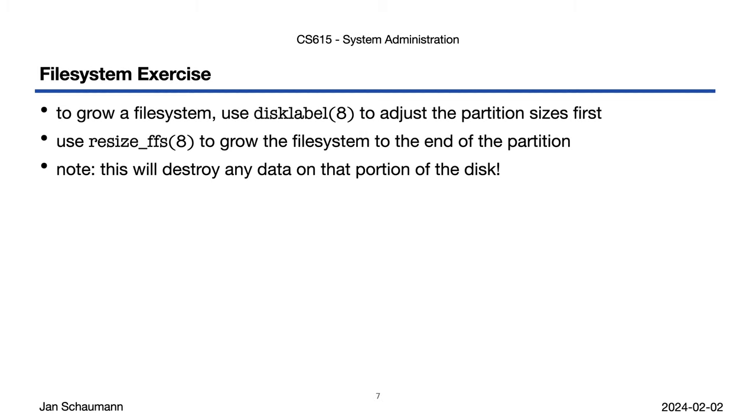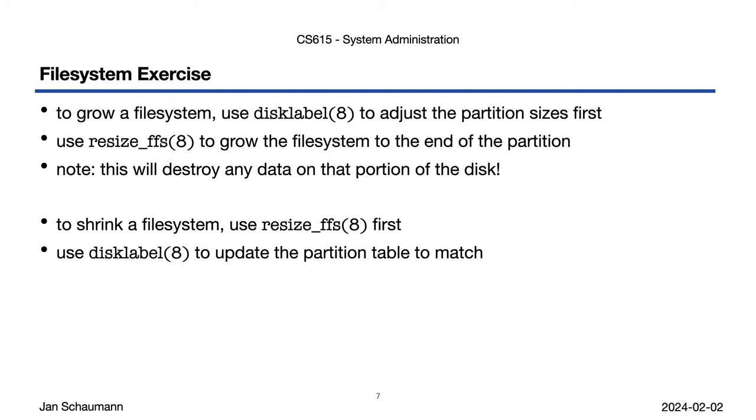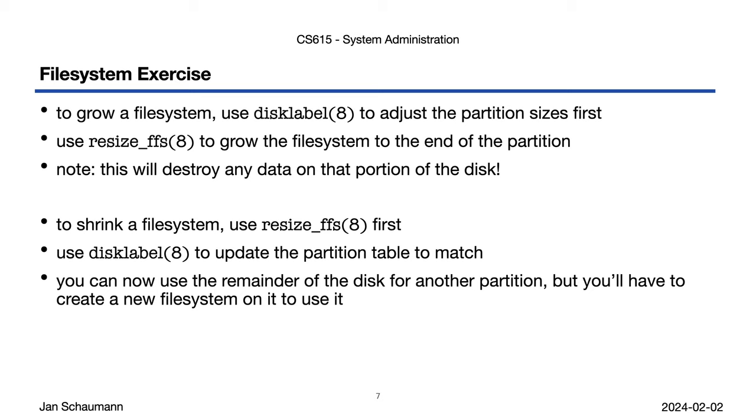Now, if we want to shrink a file system, we have to reverse the order. We first use resize_ffs to adjust the size, and then edit the disk label to have the partition table match. With the freed up space, we can then create another partition if we like. But if we want to use that partition, we of course do have to create a new file system on it. Meanwhile, the data on our original file system remains untouched.